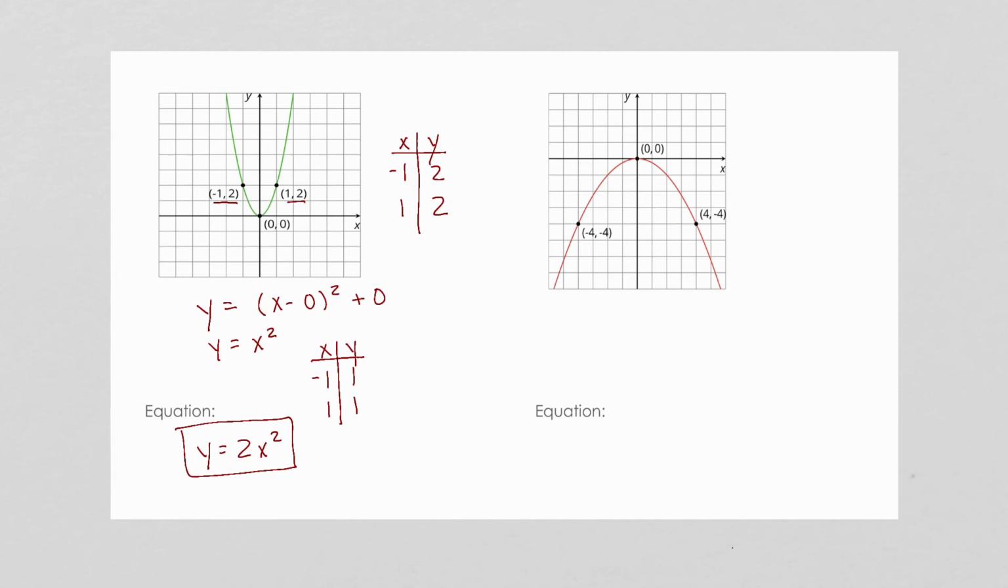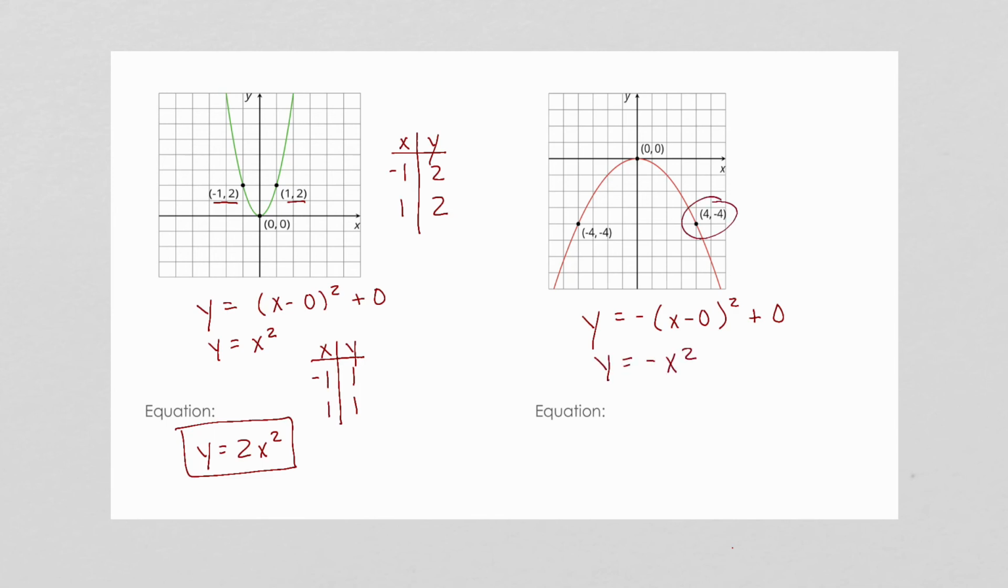Okay, this last example, very similar. I'm not going to be fooled this time because I see that it opens down, so I know it has to have a negative a value. If I put it in vertex form, again, I have a vertex of 0, 0, so it would be x minus 0 squared plus 0, which just really gives me negative x squared.